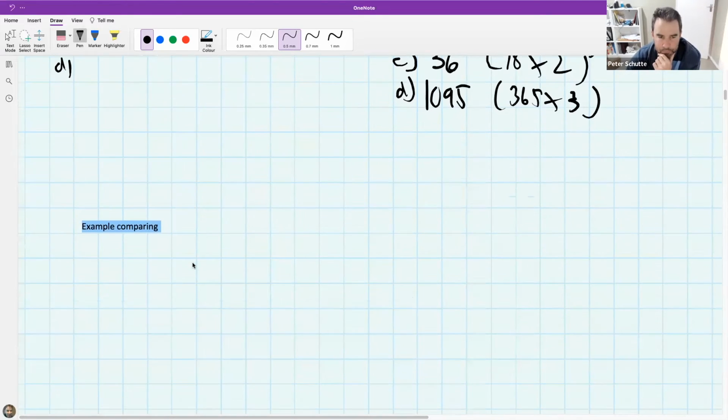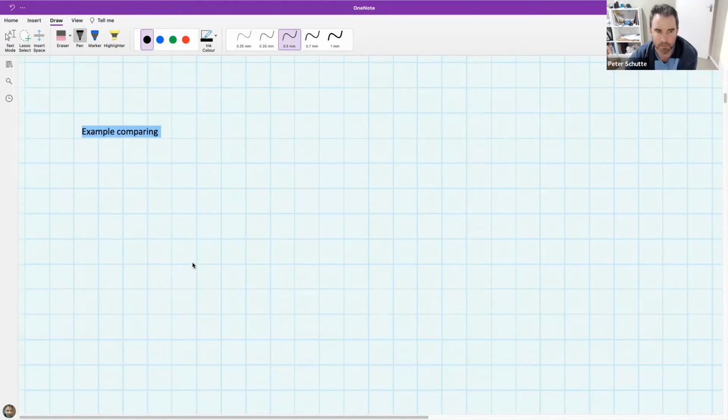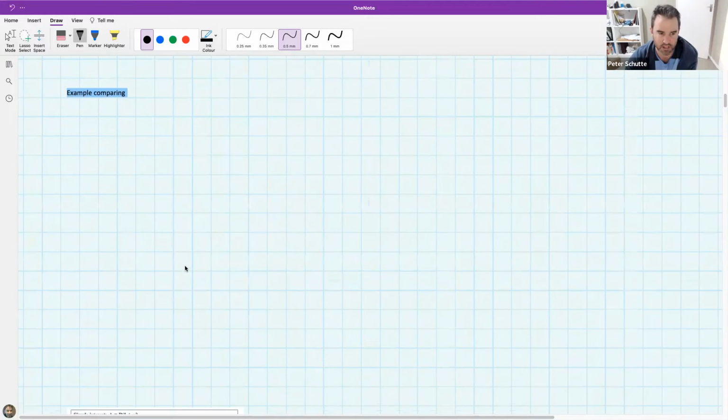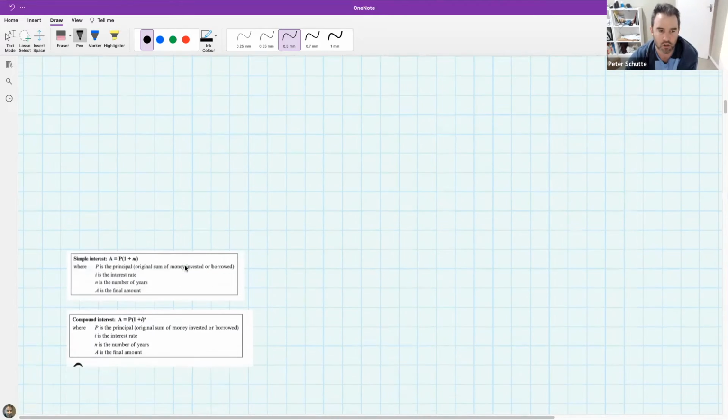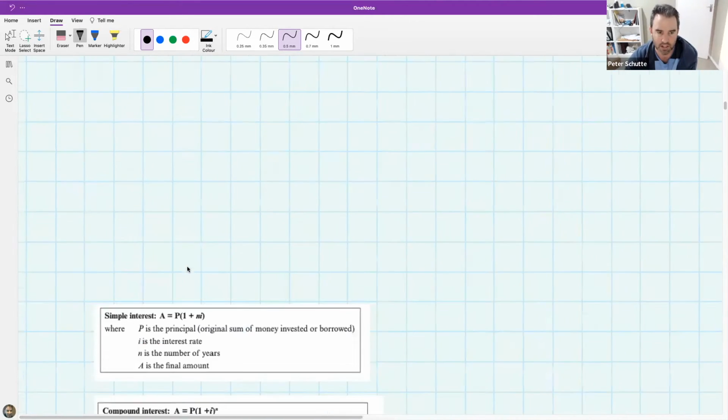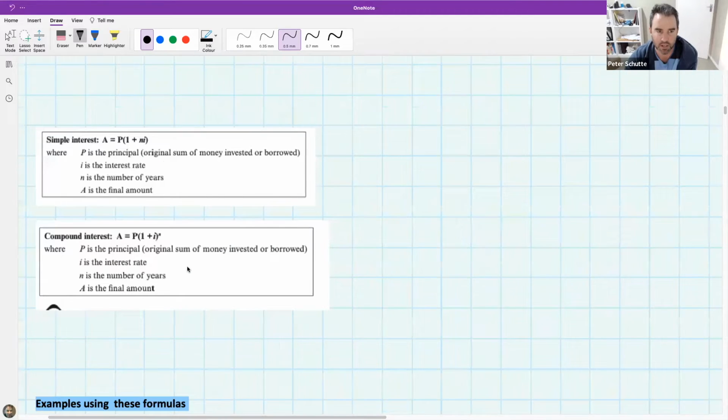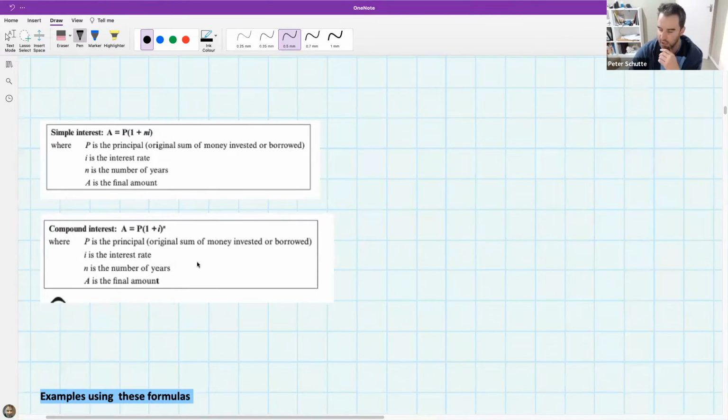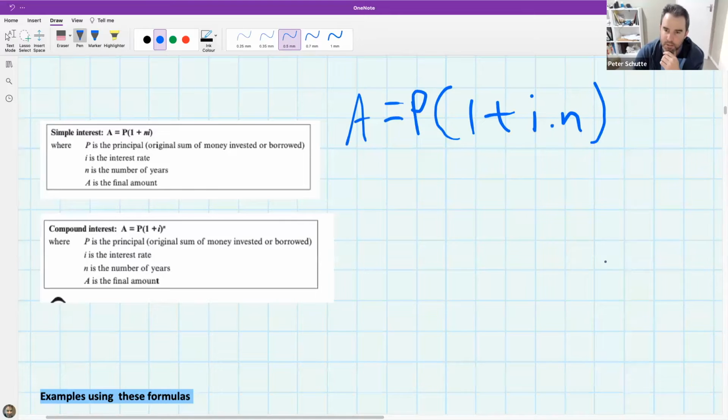Okay. So when we talk about interest, which is the focus for today's financial maths lesson, there are 2 types of interest that we calculate. There's simple interest, where you get interest on only the original amount, and there's compound interest, where you get interest on interest. And the formulas look a little bit different. So simple interest is that one. Compound interest is that one.